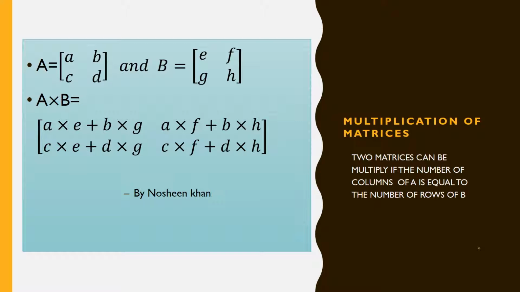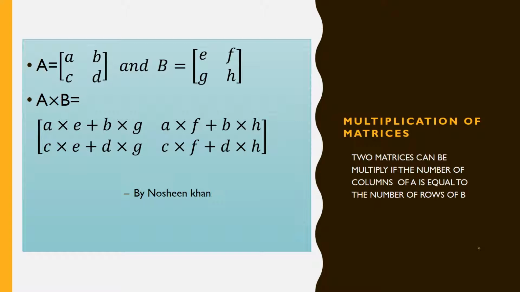So here A cross B is equal to: the first row of the matrix A is A, B and the first column of the matrix B is E, G. So I will multiply A, B to this column E, G. So A is multiplied to E and B multiplied to G. Then the second row of matrix A is C, D. So now I will multiply this C, D to the first column of the matrix B. C multiplied to E plus D multiplied to G.